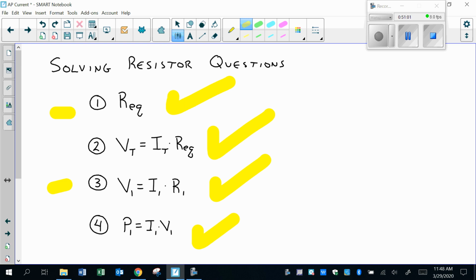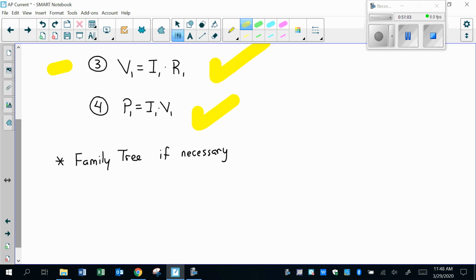So same process that we did before. You can do the family tree, same exact thing we did before, just keeping in mind the minor subtle differences between parallel and series between the two concepts. But the family tree will also work.